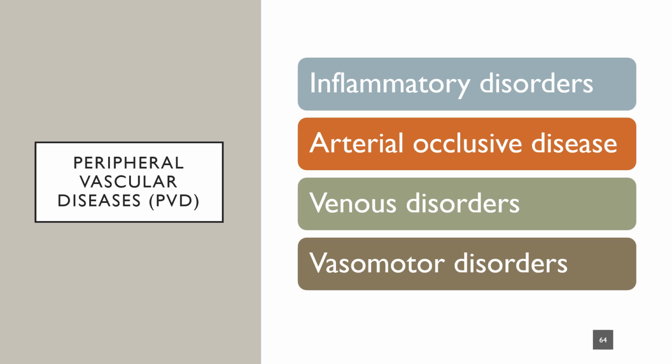Diagnosis involves history and physical examination, which is key to differentiating arterial versus venous disease. Ankle brachial index, which is a non-invasive test to assess arterial perfusion. Doppler ultrasound, which visualizes blood flow and detects blockages or valve dysfunction. CT or MR angiography provides detailed vascular imaging. And venography for venous evaluation.